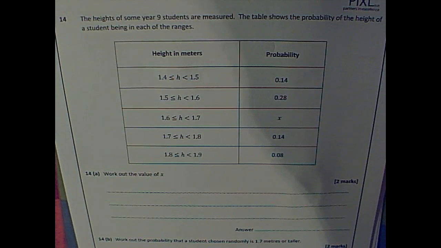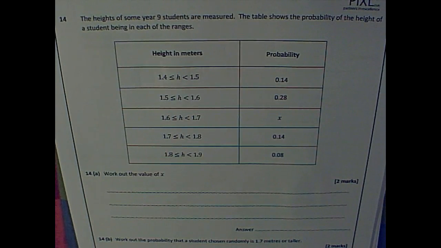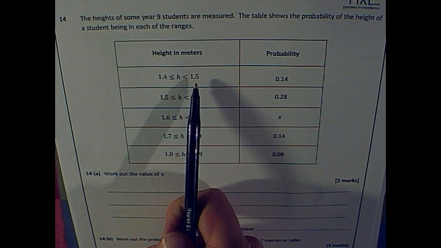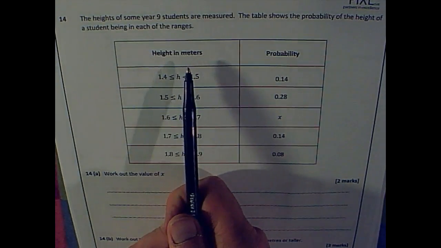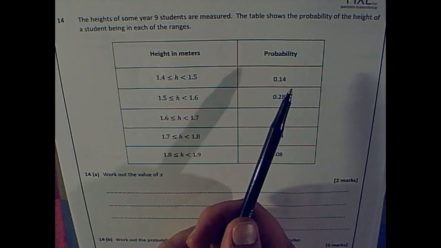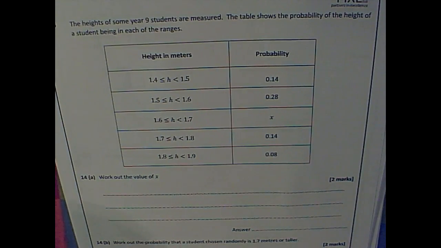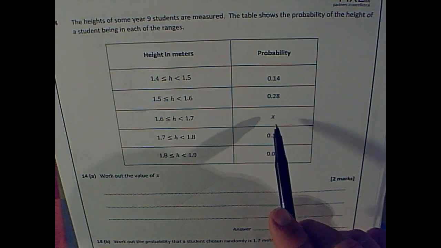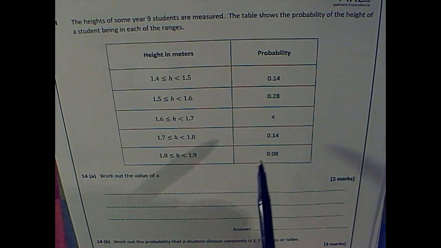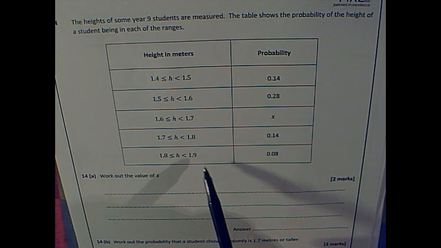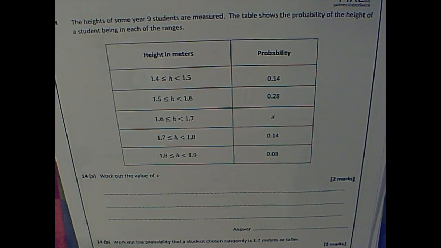Okay, question 14. The heights of some Year 9 students are measured, and the table shows the probability of the height of a student being in each of the ranges. So between 1.4 and 1.5 meters, height in meters, probability is 0.14. Between 1.5 and 1.6, the probability is 0.28. Between 1.6 and 1.7, we don't know what the probability is. Between 1.7 and 1.8, it's 0.14. Between 1.8 and 1.9 meters, the probability is 0.08, or 8%.